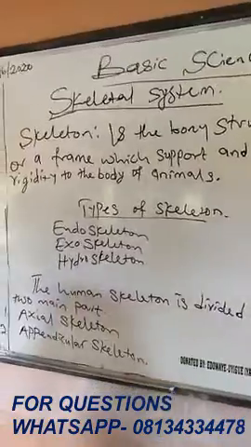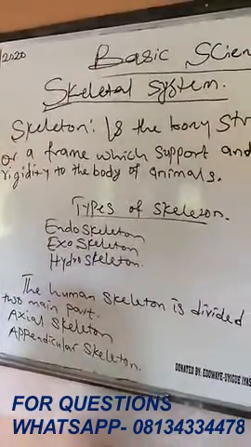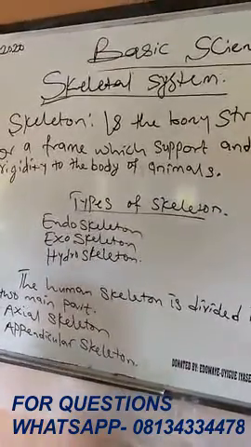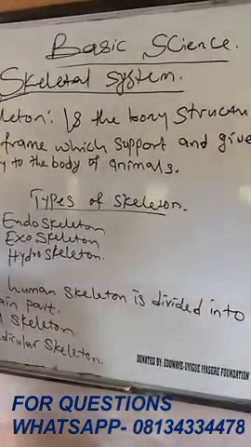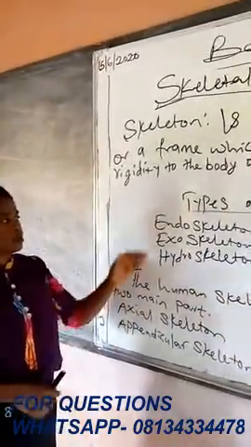Types of skeleton. We have the endoskeleton, the exoskeleton, and the hydroskeleton. We are going to look at them one after the other.